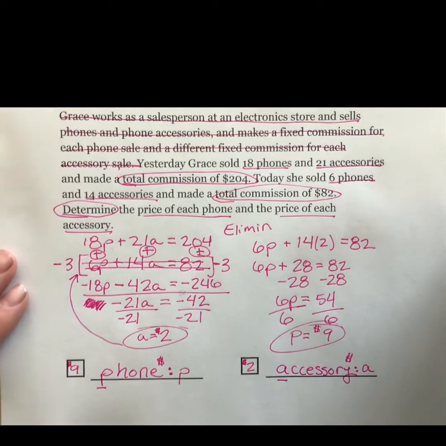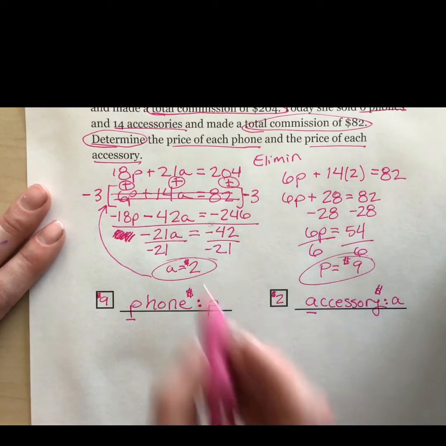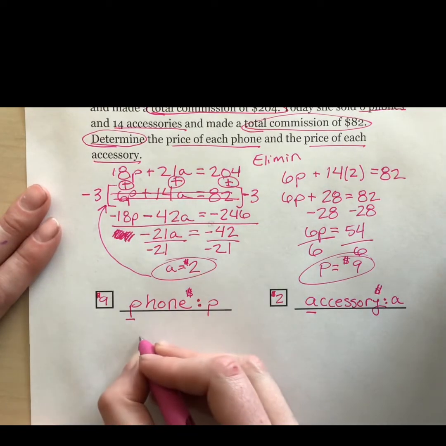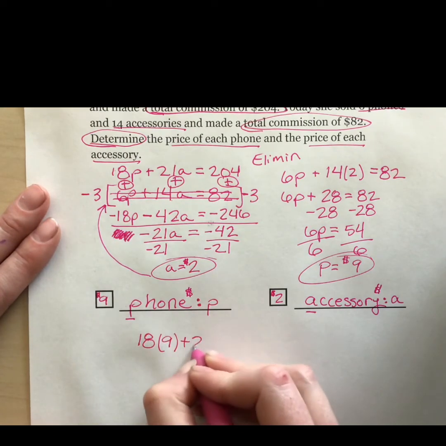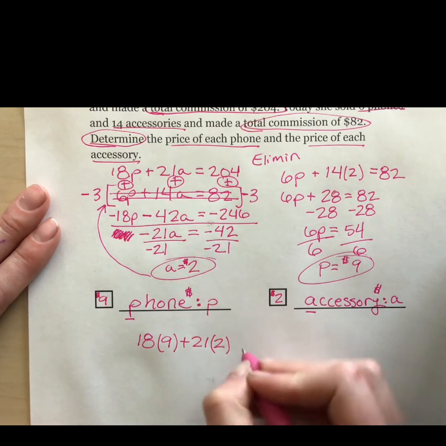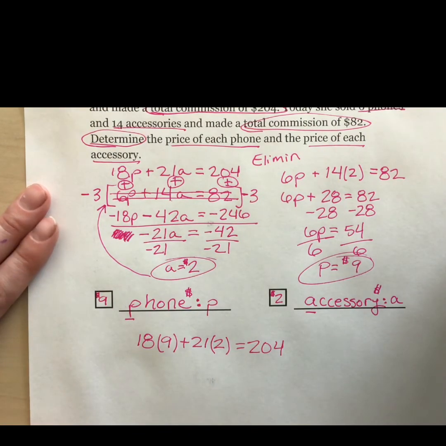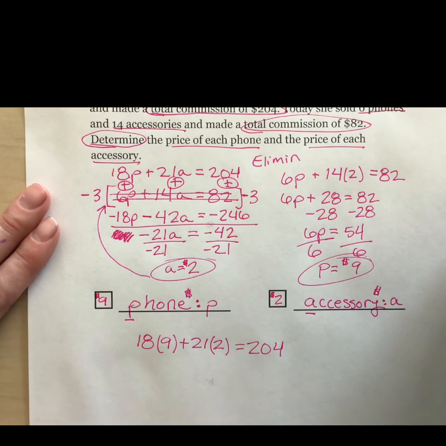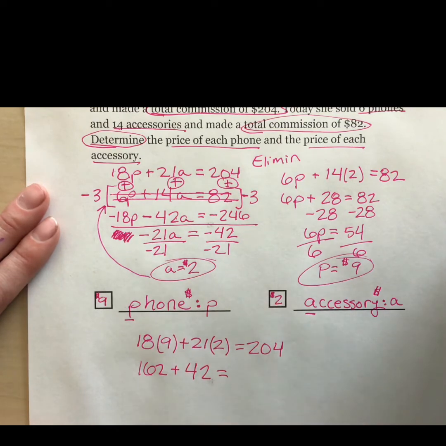Now, if we wanted to double check this, we can plug these numbers into any of our equations that we've solved for. Let's go ahead and plug it into the first equation we found. So if I have 18 times P, which was 9, plus 21 times 2, which was A, and that should give me $204 for her first day's total. Well, 18 times 9 is going to give me 162. 21 times 2, that would be 42. And that should equal 204.